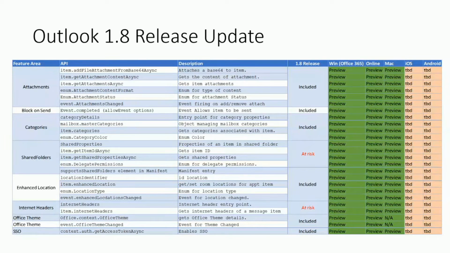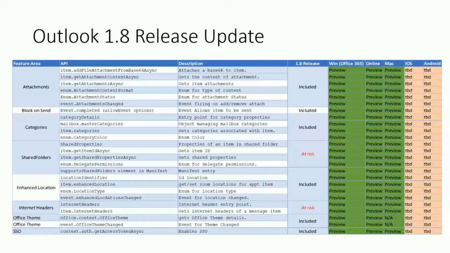Shared folders. Shared folders is the first feature that is currently at risk to be included in 1.8. The reason is that we have some dependencies on the Outlook product in order to be able to release it. So right now we don't know if it's going to be included. We are striving, as Phoebe mentioned, to release this by November, which is in line with our Ignite conference. So for that target, that API is at risk. And hence location is included.